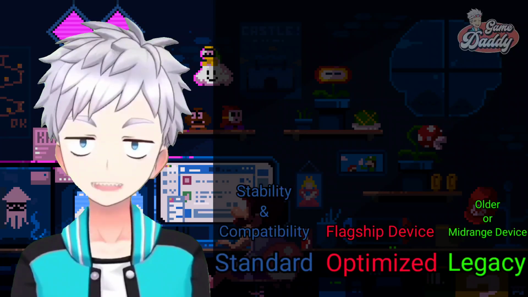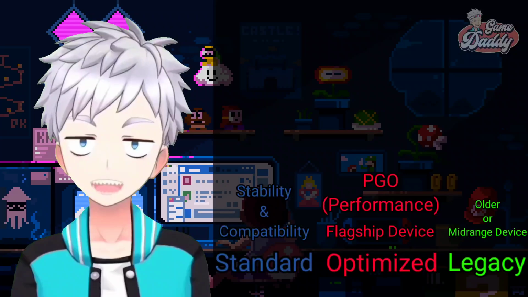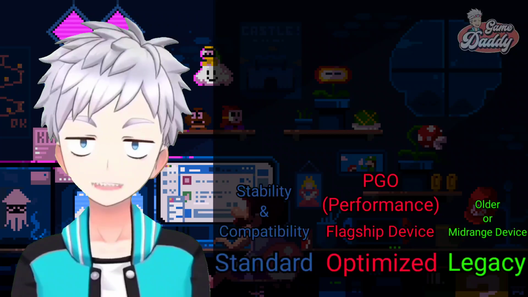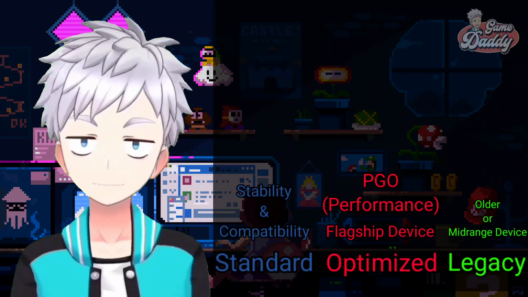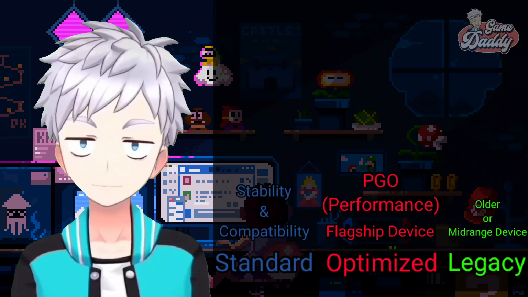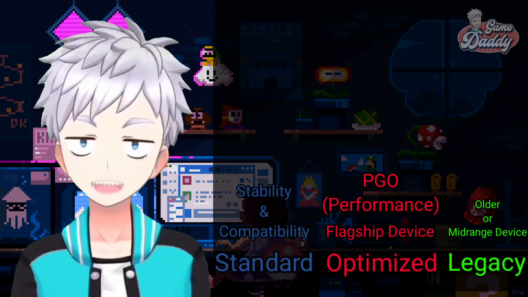The inclusion or absence of PGO plays a big role in how these versions perform. Optimized builds may use PGO or similar compiler techniques to increase speed, while Standard avoids them to ensure reliability across all systems. With these 3 builds, the Eden team ensures that every Android user, from budget to flagship, can enjoy the best possible Nintendo Switch emulation experience on their device.